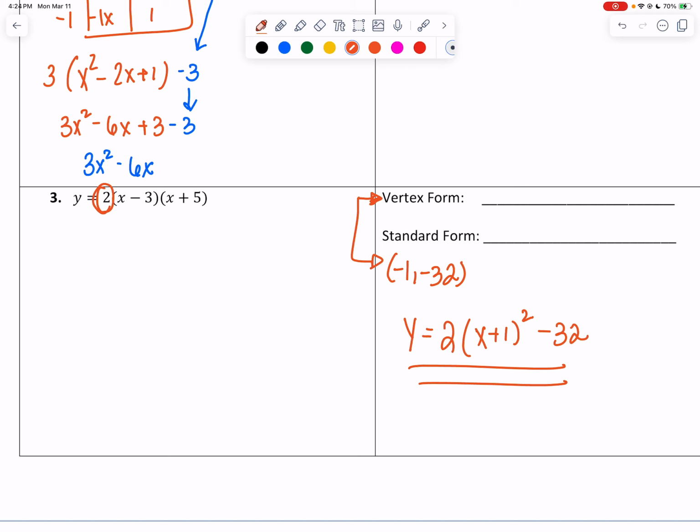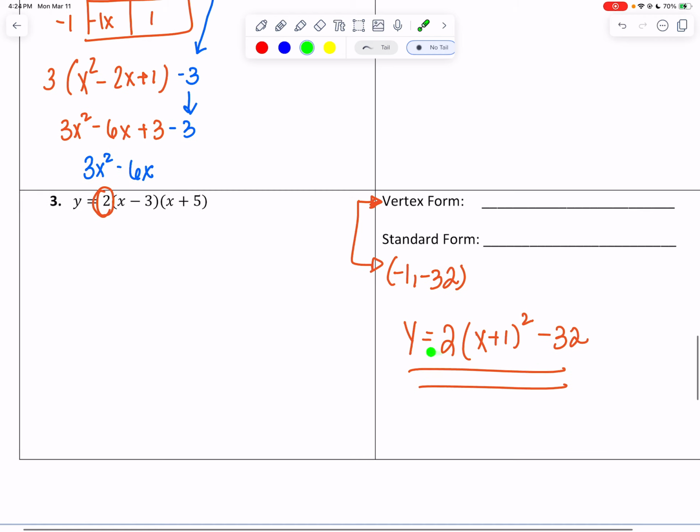Now, to get standard form, you could either multiply this out or multiply this out. They will give you the same answers, so just whatever you want in terms of multiplying all of this out.